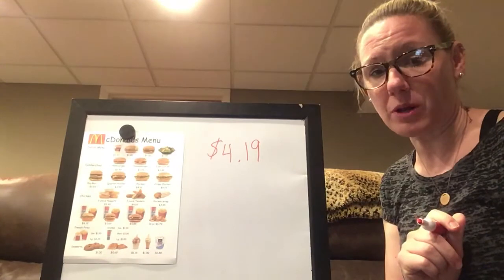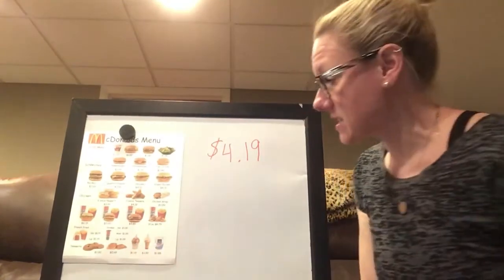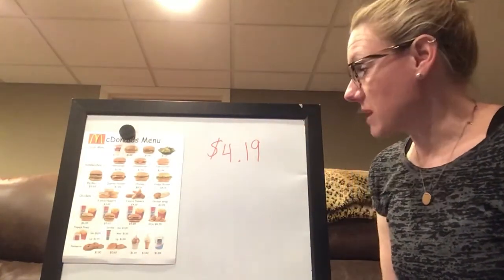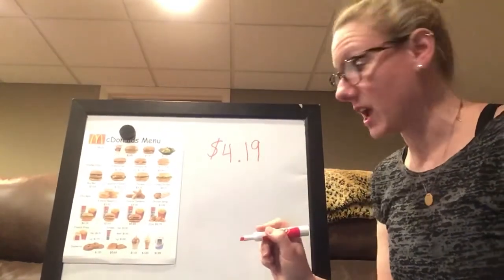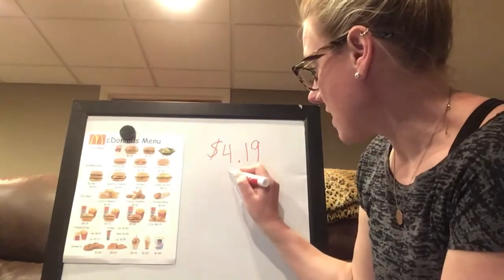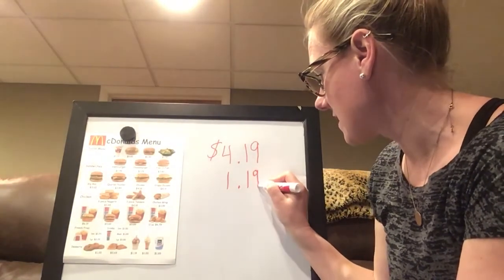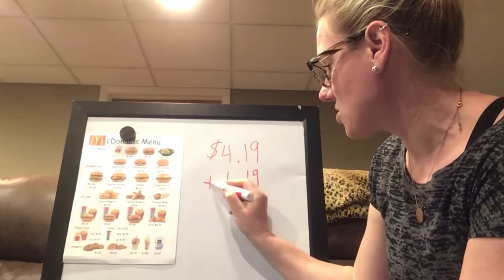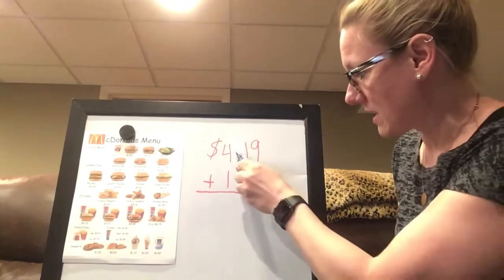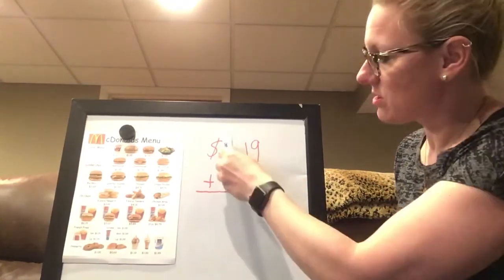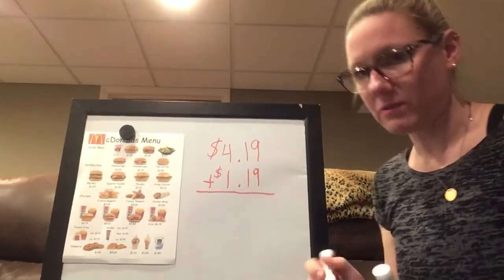The next item I want to buy is the sundae, so I'm going to locate that, and I can see that's $1.19. Really important when you're adding money to make sure that you line up the dollar amount, the decimal, and the change when you're adding. So I'm going to be really careful to line that up. You can see in my addition problem here, I lined them up so that the decimals are in line with each other, the change is in line with each other, and the dollar amount is in line with each other. Also, don't forget to make your label of the dollar amount.